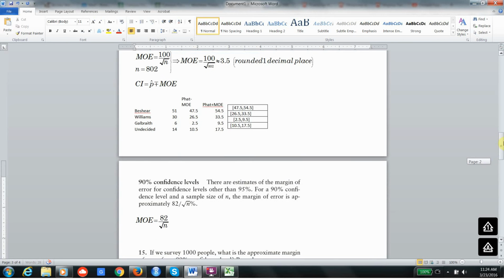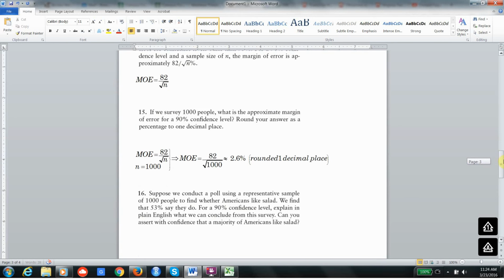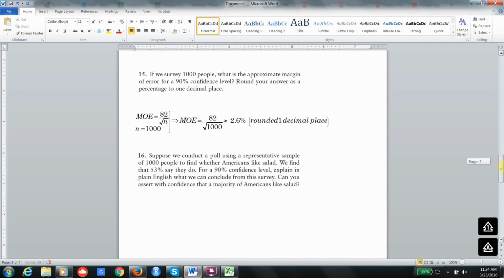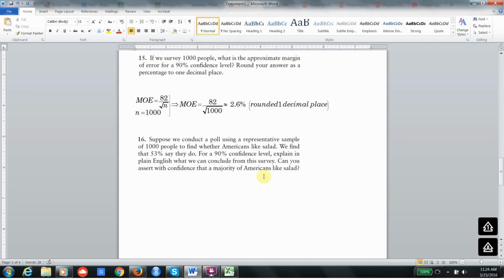I think I asked you to calculate a confidence interval, but you can't do it for this one because I don't actually have... Oh no, this is 15. I'm looking at 16 and 17. Yeah, I want the confidence interval there. So for 16, we're conducting a poll using a representative sample of 1,000 people. That's the same as saying random sample, because a random sample is supposed to be representative of the population if it's truly random, right?